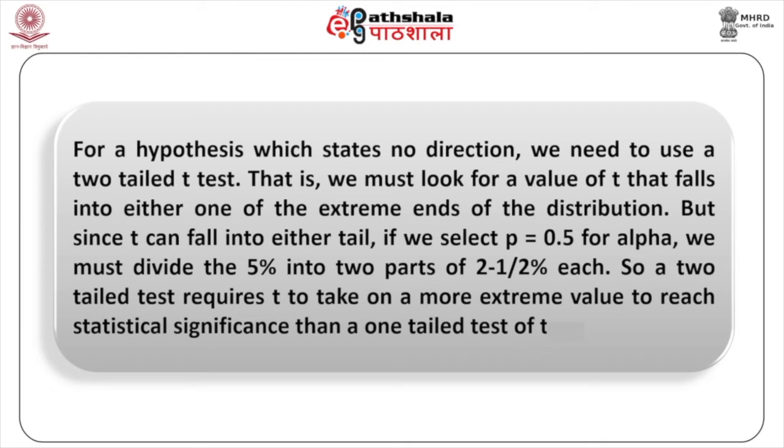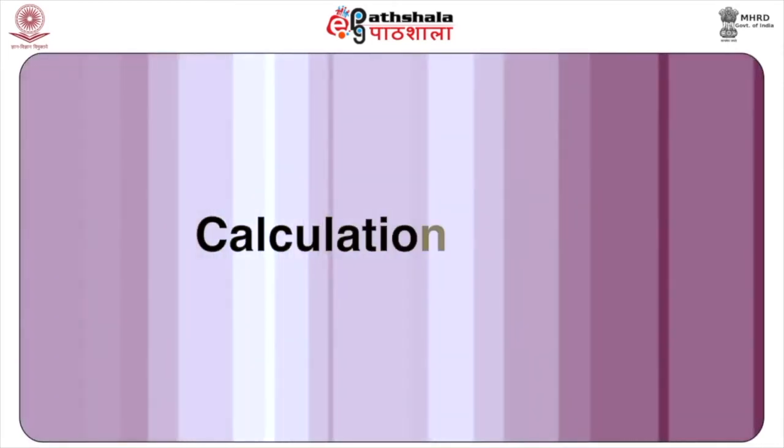That is, we must look for a value of t that falls into either one of the extreme ends of the distribution. But since t can fall into either tail, if we select p equals 0.5 for alpha, we must divide the 5% into two parts of 2.5% each. So, a two-tailed test requires t to take on a more extreme value to reach statistical significance than a one-tailed test of t.